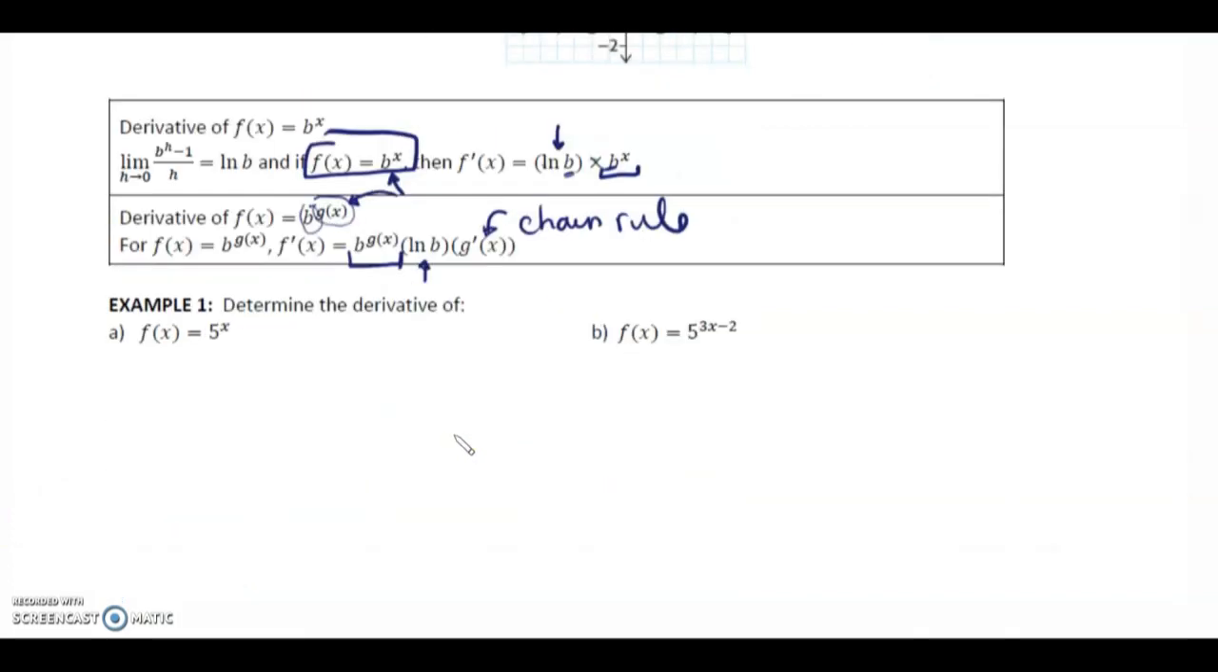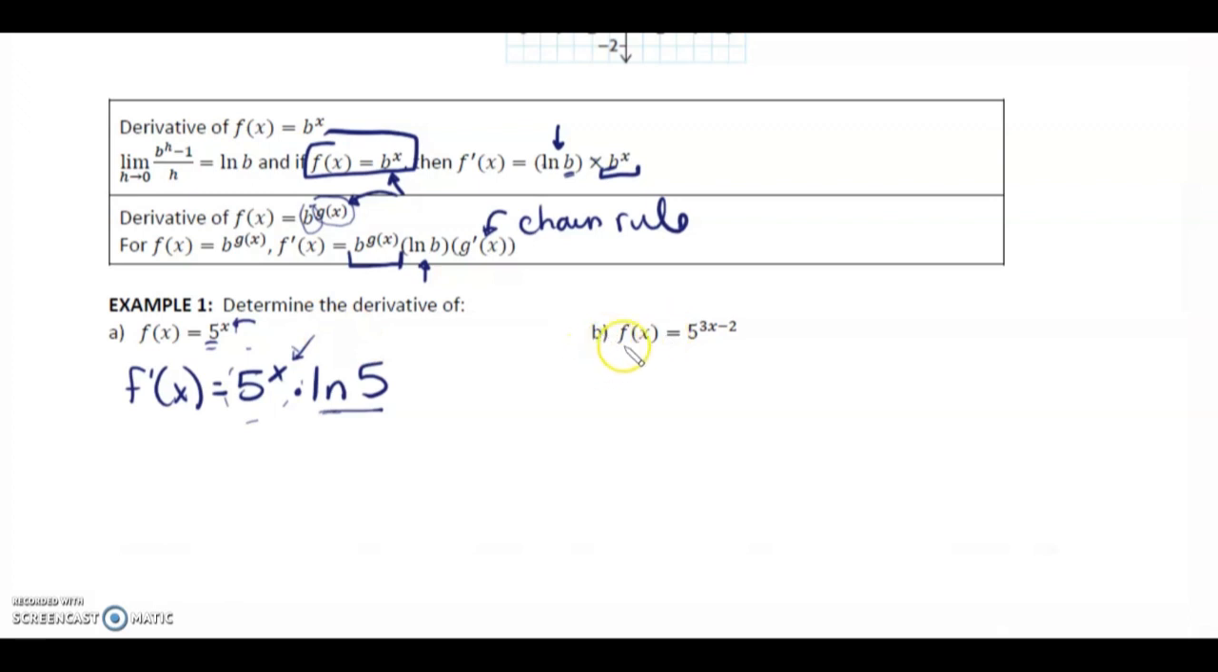So, example 1. Determine the derivative of f at x equals 5 to the x. So f prime at x equals, if we look up here, we just have base to the x. This is not going to be chain rule. So rewrite it, 5 to the x, and then multiply by ln of the base. The base is 5. So it's 5 to the x ln 5. We cannot multiply these. Ln 5 is going to punch out a number, and 5 to the x follows exponent rules, so we just leave it.